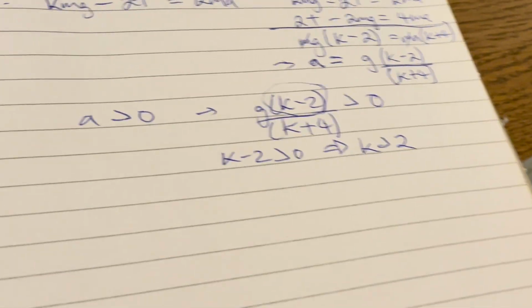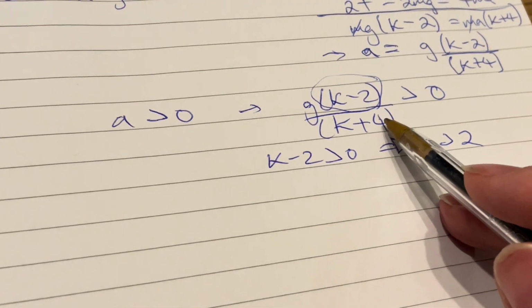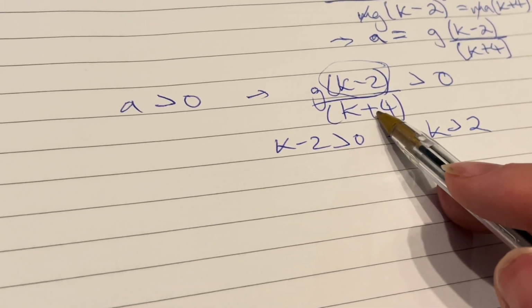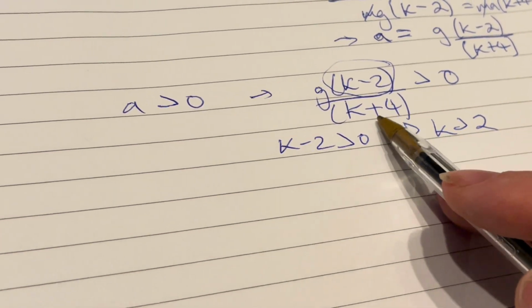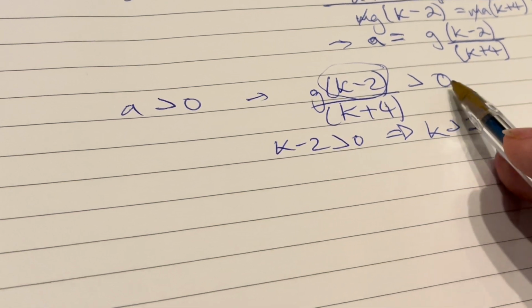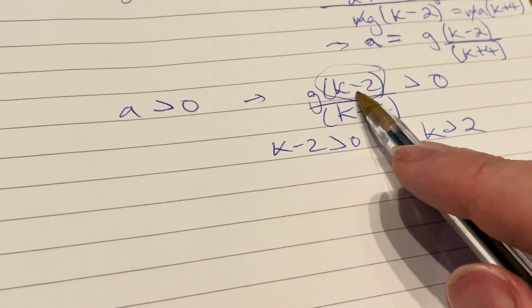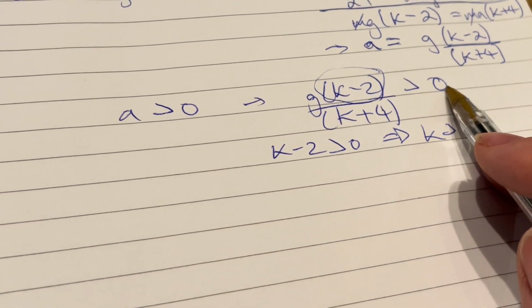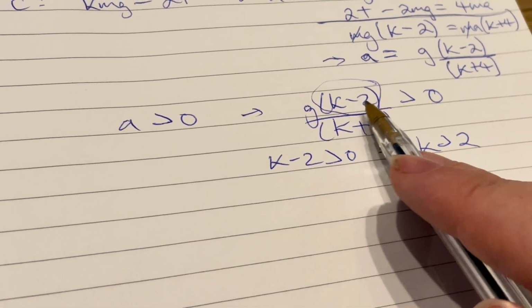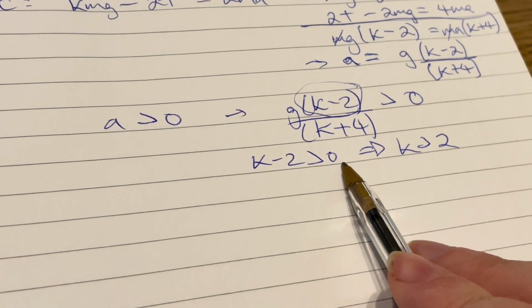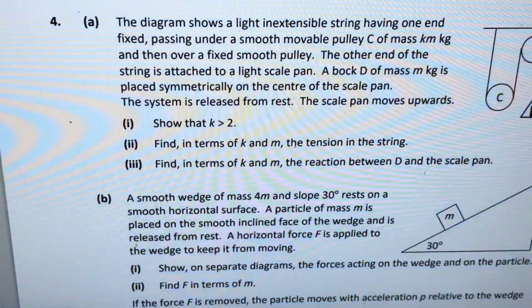which means that the bit above the line has to be bigger than 0, which means k has to be bigger than 2. It's important because of the bit under the line: you can cross multiply, and it's (k plus 4) multiplied by 0, which is 0. So you get g times that, bigger than 0, and you're just left with k minus 2 bigger than 0. So k must be bigger than 2, which is the first thing we're asked to do.